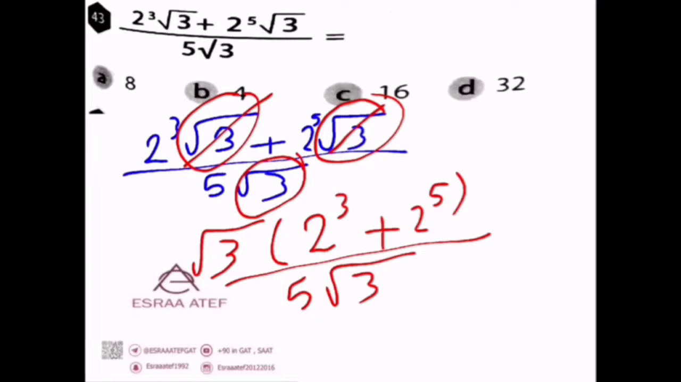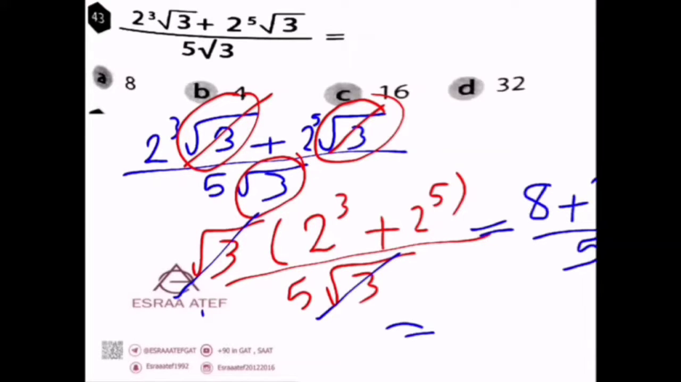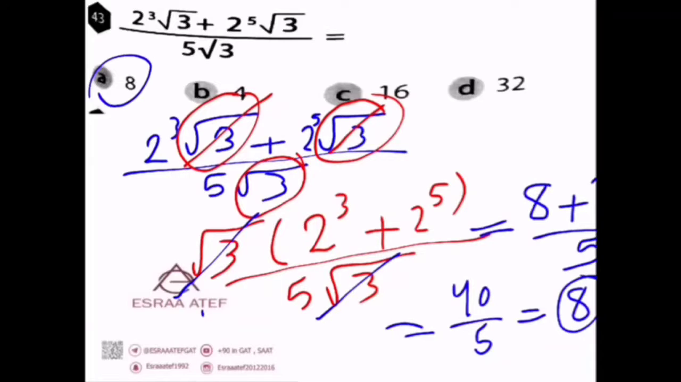So we can cancel square root of 3 with square root of 3. On top we have 2 power by 3, which is 8, and 2 power by 5, which equals 32, and at the bottom we have 5. So 8 plus 32 will be 40. 40 over 5 will be 8. So the answer will be 8.